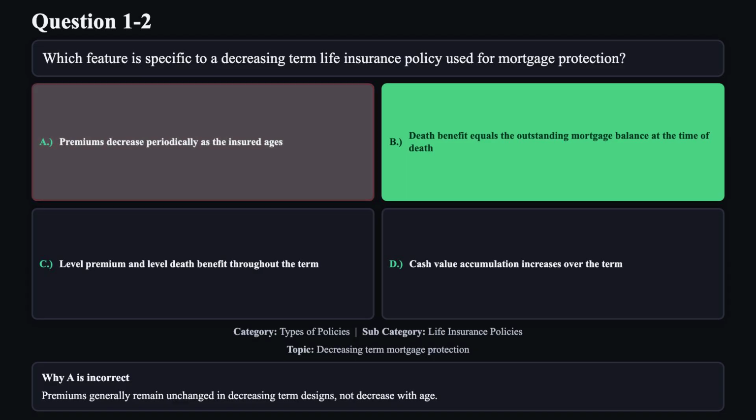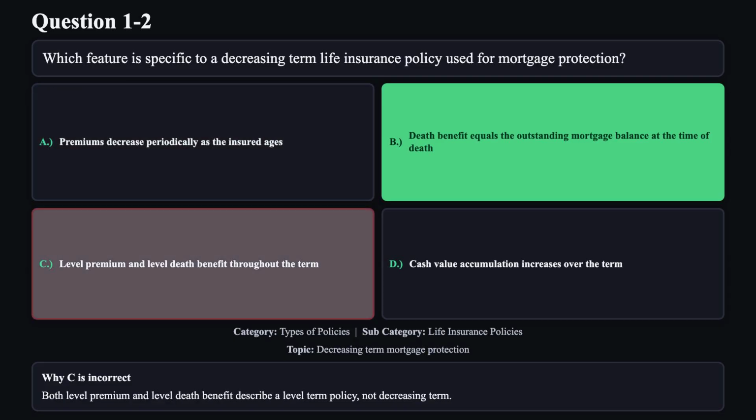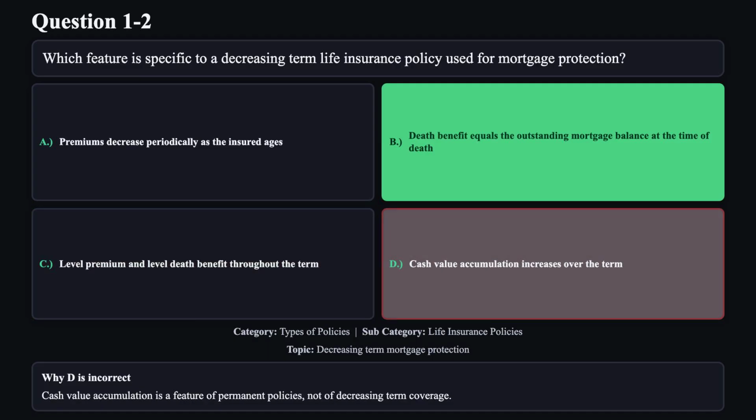Premiums generally remain unchanged in decreasing term designs, not decrease with age. Reason C is not correct. Both level premium and level death benefit describe a level term policy, not decreasing term. Reason D is not correct. Cash value accumulation is a feature of permanent policies, not of decreasing term coverage.